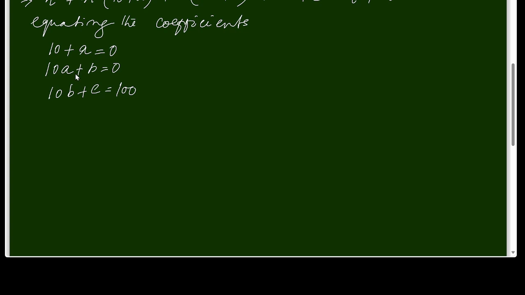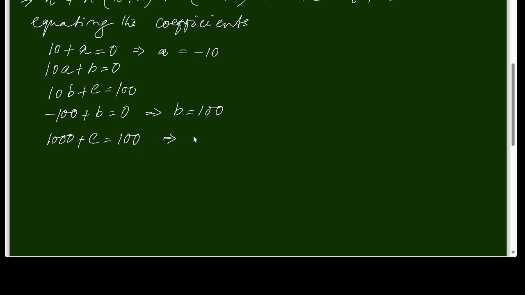Now from equation 1 I am getting a equals negative 10, and putting it in equation 2 it will be minus 100 plus b equals 0. This gives me b equals 100, and 1000 plus c is 100. That means c equals minus 900.